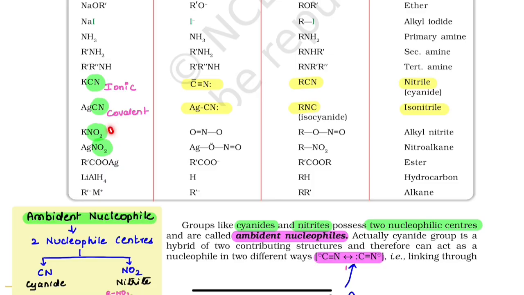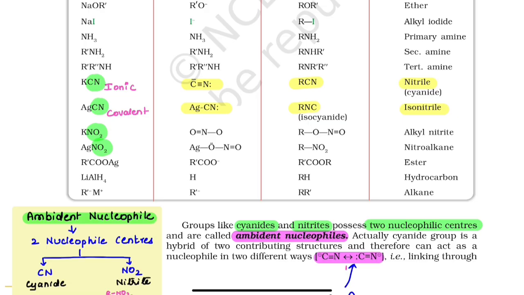So in potassium nitrite, this is ionic in nature. Therefore, it will be breaking as K plus and NO2 minus. So negative sign will be present on oxygen. So this oxygen will attack R. So you will be getting RON double bond O, which is alkyl nitrite.